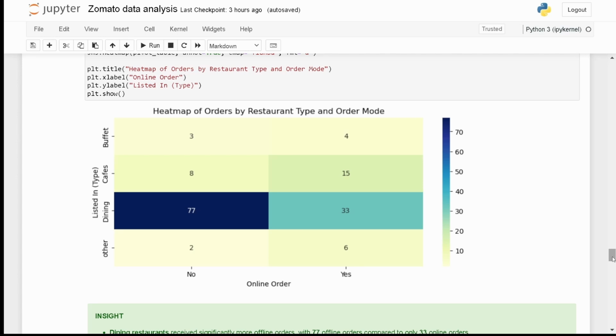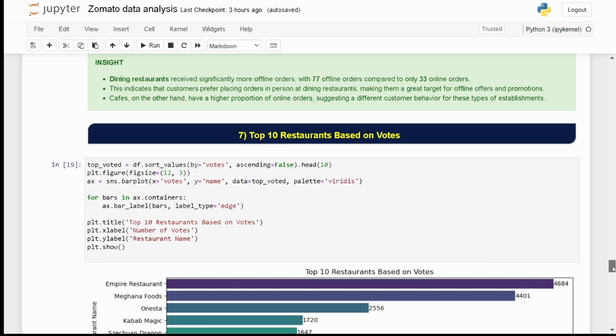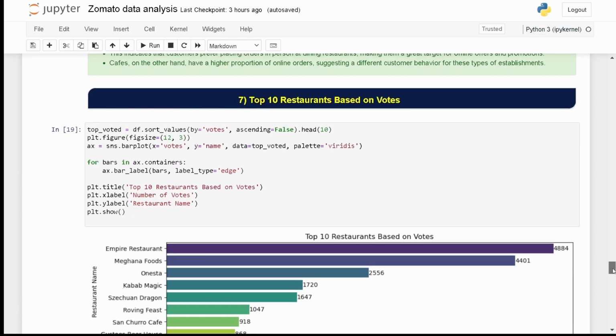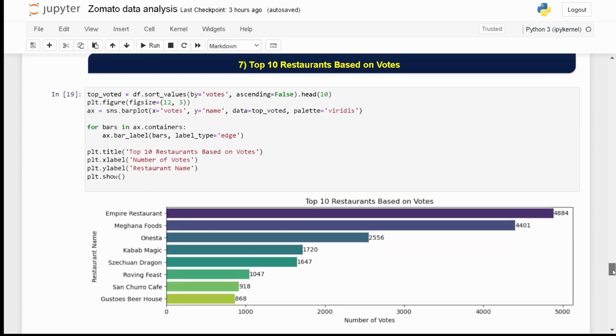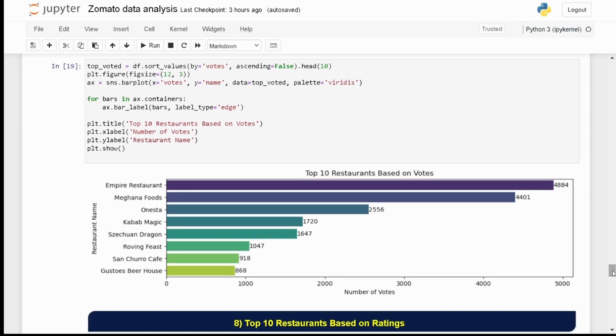Cafes, on the other hand, have a higher proportion of online orders, suggesting a different customer behavior for this type of establishment. Our next question is the top 10 restaurants based on votes. From the above graph we can see clearly that Empire Restaurant has the highest votes, more than 4,000. And Meghana Restaurant has more than 4,000 votes. Third one is Honesta, which has more than 2,000 votes.